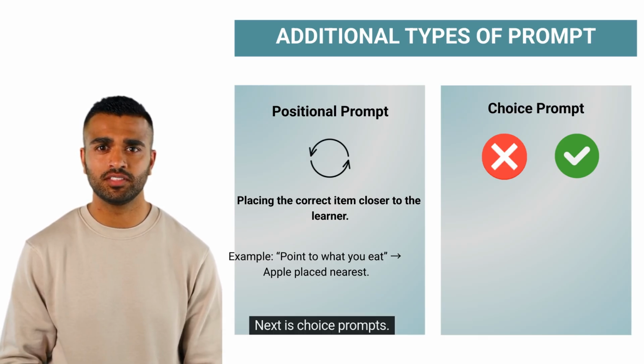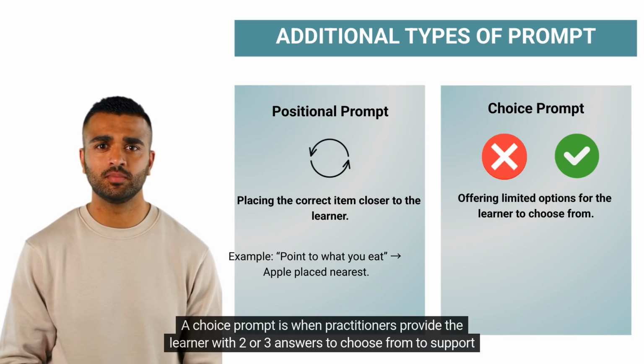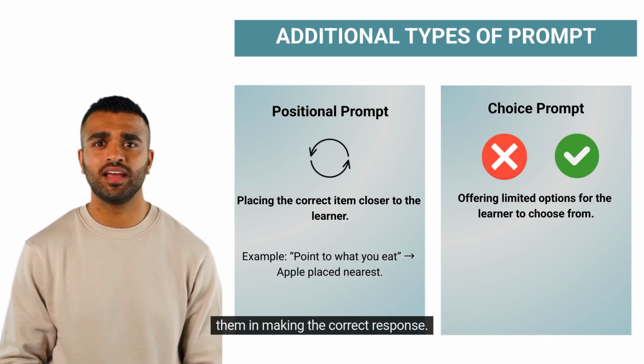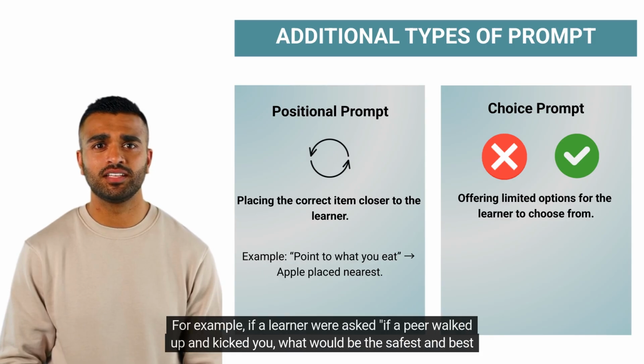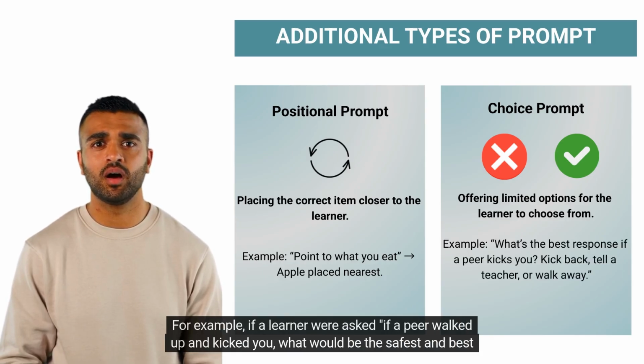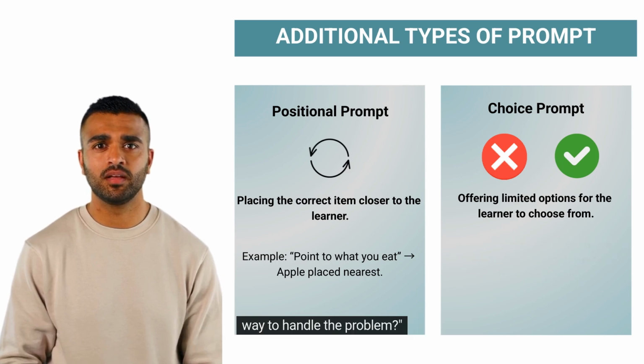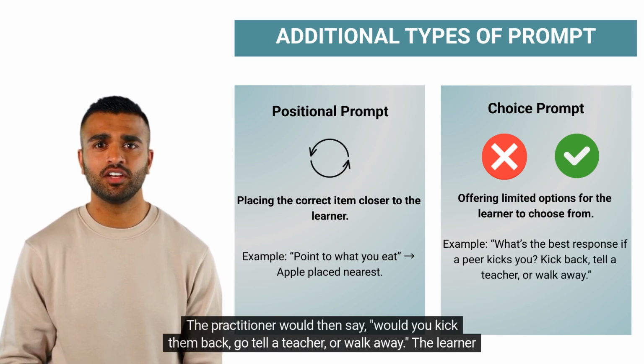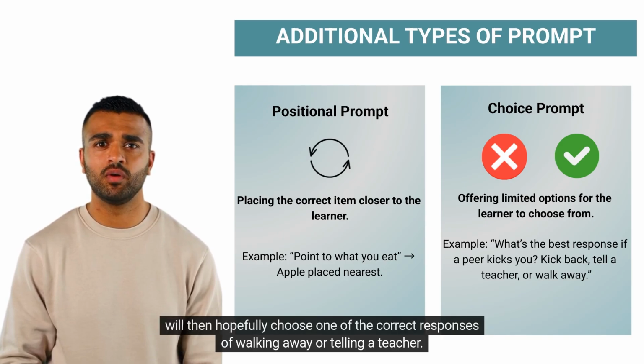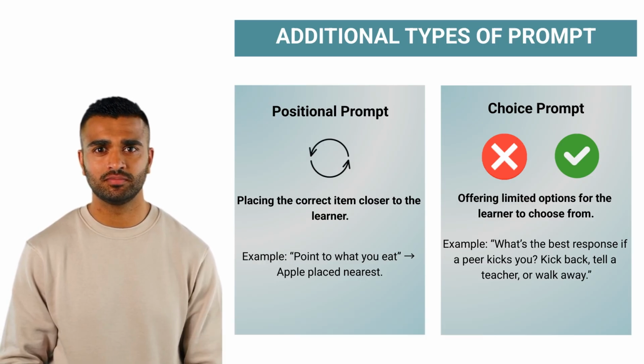Next is choice prompts. A choice prompt is when practitioners provide the learner with 2 or 3 answers to choose from to support them in making the correct response. For example, if a learner were asked if a peer walked up and kicked you, what would be the safest and best way to handle the problem? The practitioner would then say, "Would you kick them back, go tell a teacher, or walk away?" The learner will then hopefully choose one of the correct responses of walking away or telling a teacher.